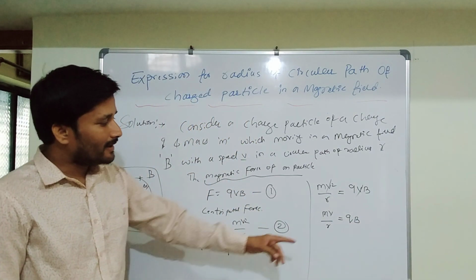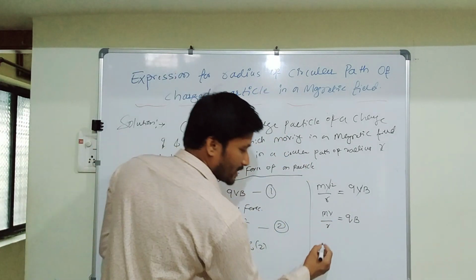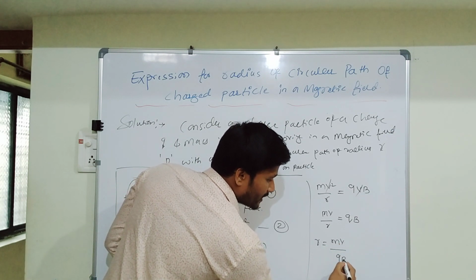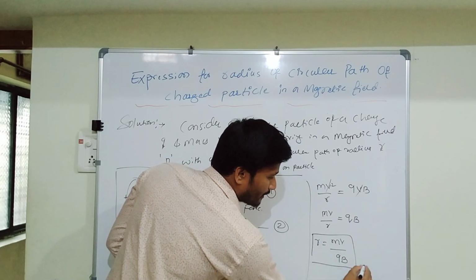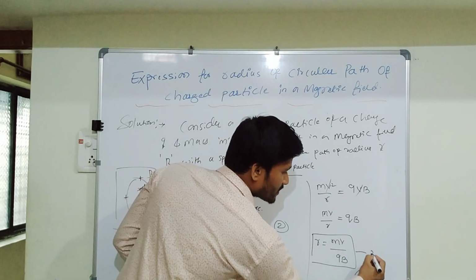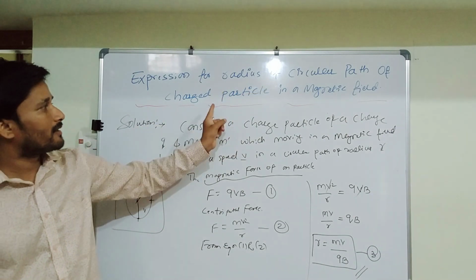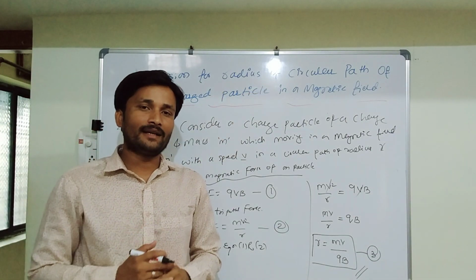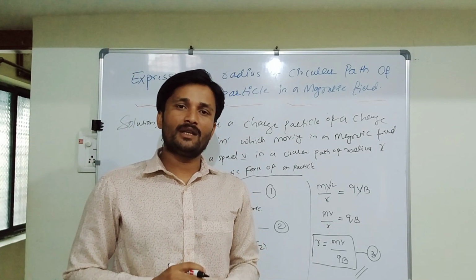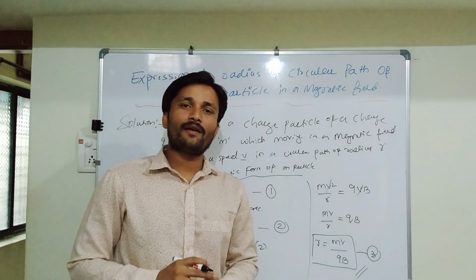Now after getting this equation, we have to calculate the radius of a circular path. So I can write this equation as r equal to mv divided by q into b. This completes our expression. I am going to call this equation number 3. This equation number 3 gives the radius of a circular path of a charged particle in a magnetic field. Clear? They will ask you this question for 3 marks in your examination, so you have to solve this derivation like this. Clear? I hope you have understood the topic.